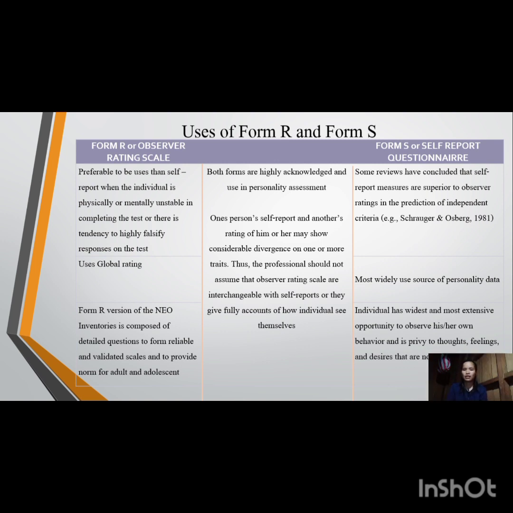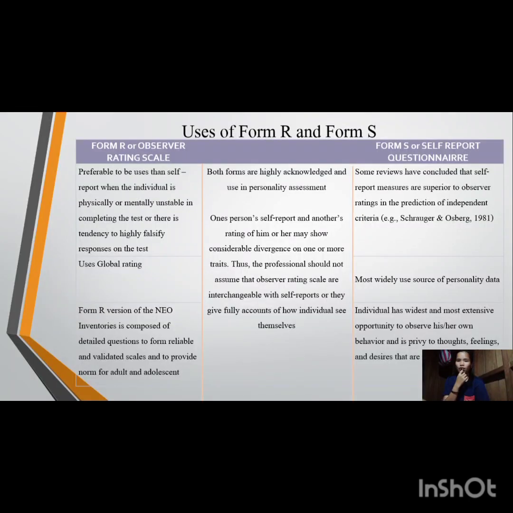For Form S, the client alone will answer 240 statements regarding his or her personality. Regarding the self-report questionnaire, some reviewers have concluded that self-report measures are superior to observer rating scales in the prediction of independent criteria, and it is the most widely used source of personality data.